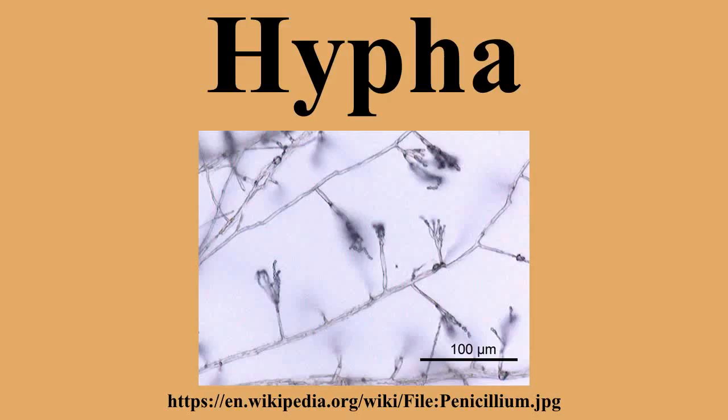A hypha is a long, branching filamentous structure of a fungus, oomycete, or actinobacterium. In most fungi, hyphae are the main mode of vegetative growth, and are collectively called a mycelium. Yeasts are unicellular fungi that do not grow as hyphae. Structure. A hypha consists of one or more cells surrounded by a tubular cell wall.